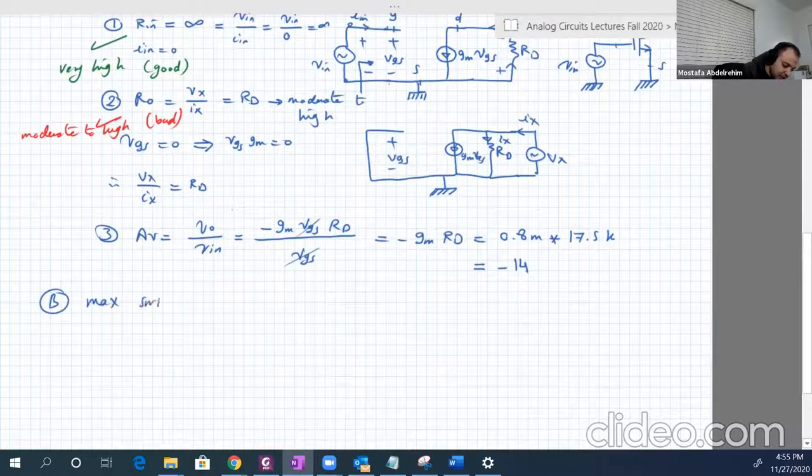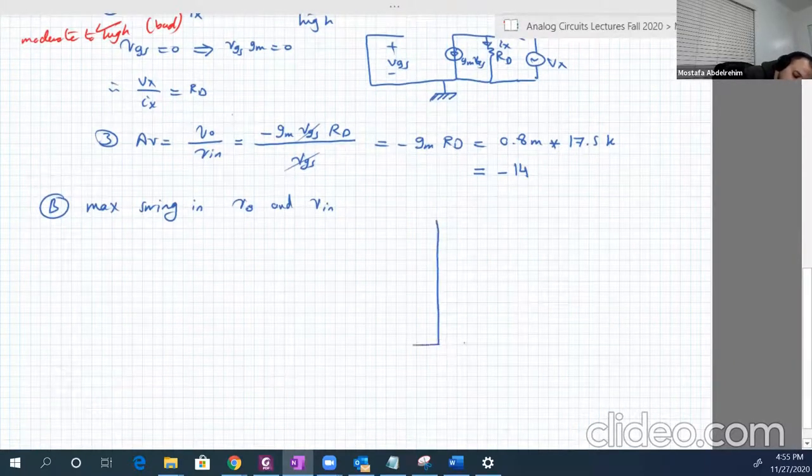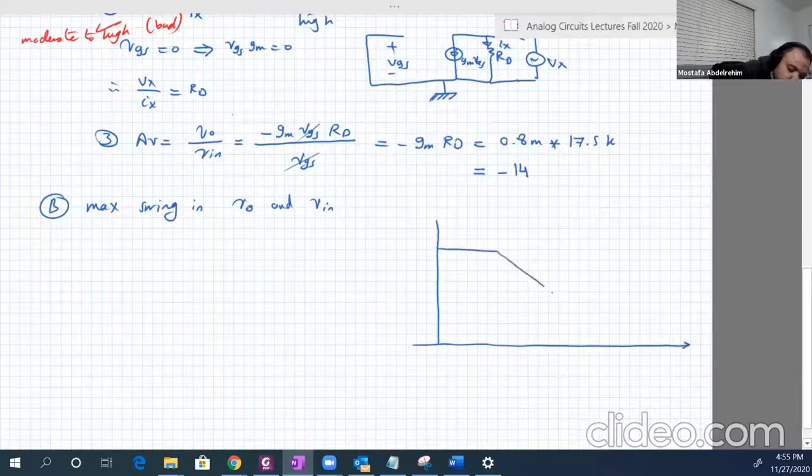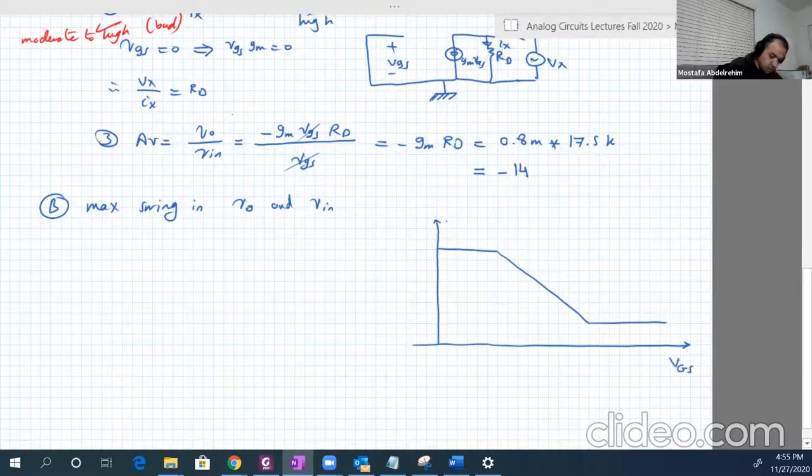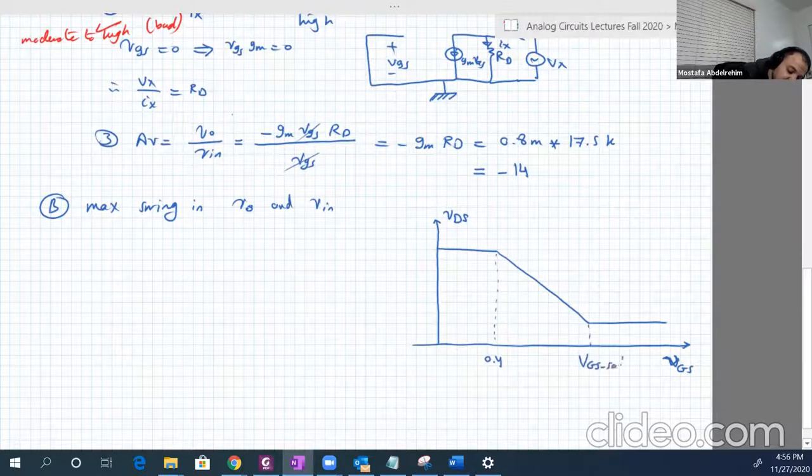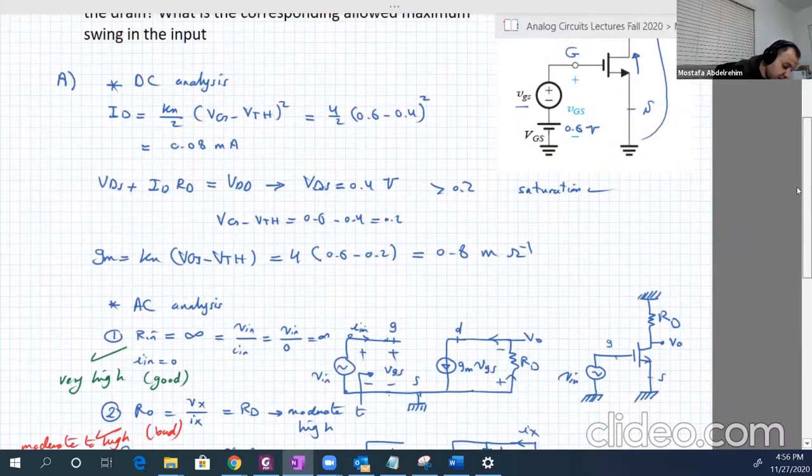The maximum swing in VO and V input. Remember the transfer characteristics. Was something like this. This is VGS, V small GS capital because it's both AC and DC. And this is VDS, V small DS capital. Okay, this point is at V threshold, which in that case is 0.4. This point we don't know, it is VGS set. And now we are working at that point, at 0.6.